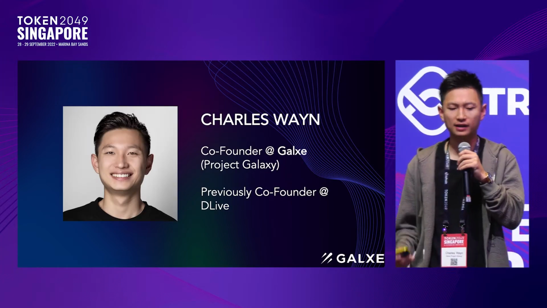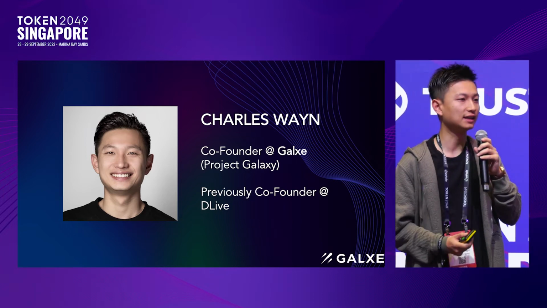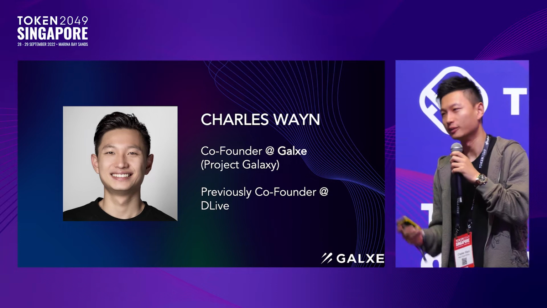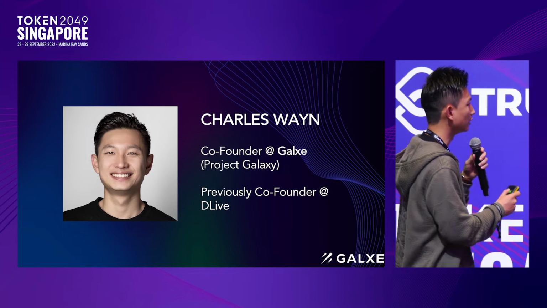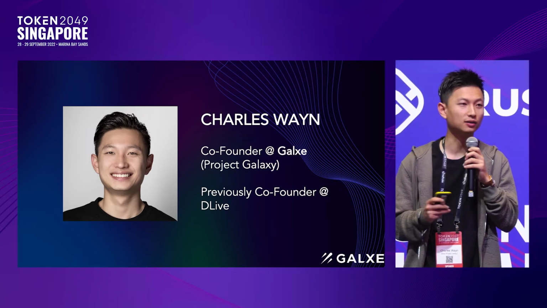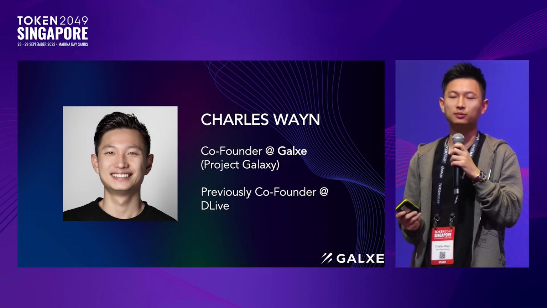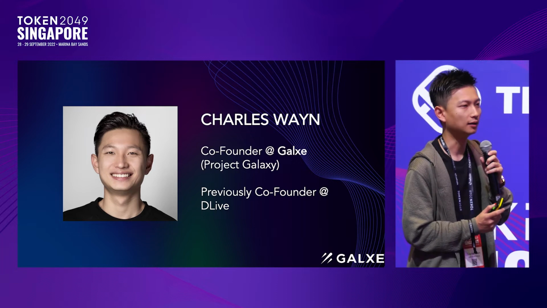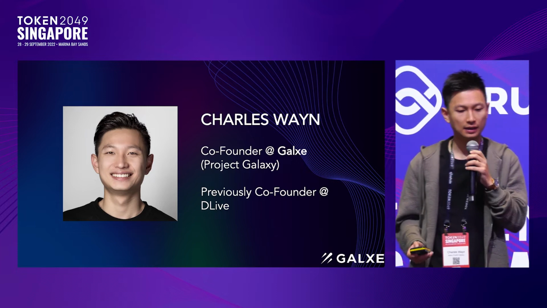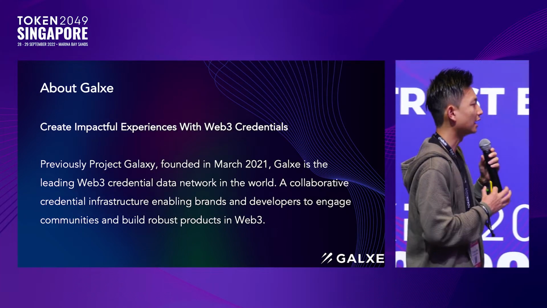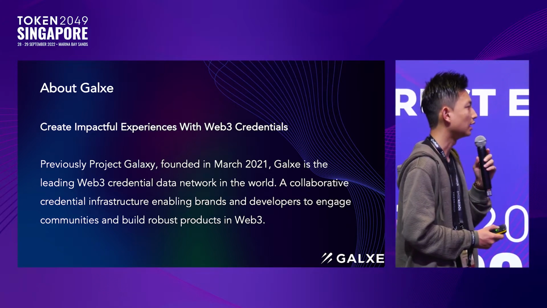A little bit of background about myself. My name is Charles Wayn. I'm the co-founder of Galxe. Previously, our company's name was Project Galxe, and a month ago, we had a rebrand and changed it to Galxe. We also have a token called GAL, the GAL token. And previously, I was the co-founder of DLive, a live streaming platform, which was acquired by BitTorrent in late 2019.